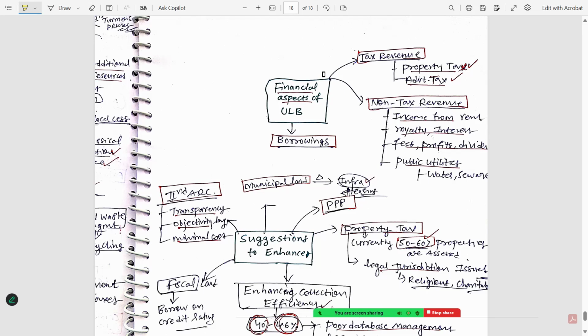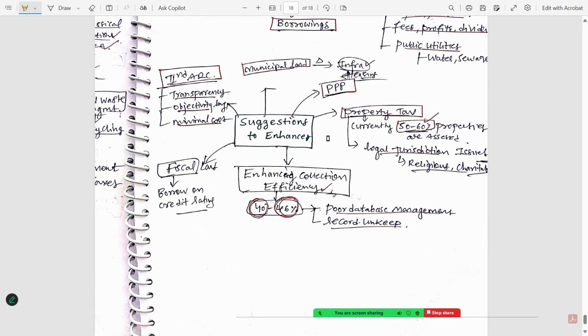Next, financial aspects of ULBs, urban local bodies. One is tax revenue, coming from property tax, and non-tax revenue from rent, royalty, interest, etc. How can we improve? Through PPP projects and property tax, because currently only 50 to 60% of properties are assessed and the remaining properties are not assessed. So we can improve the property tax data, collect the taxes, and improve the revenue.